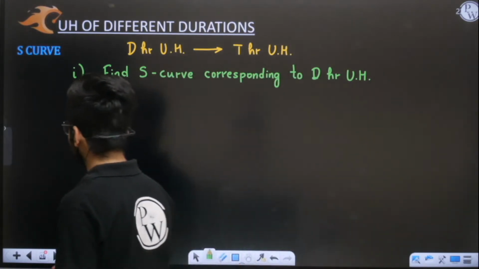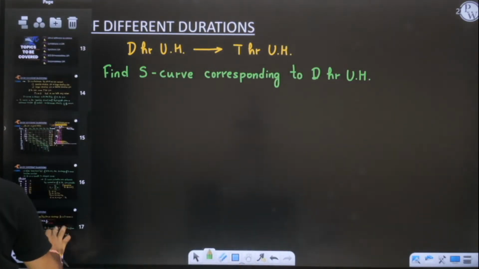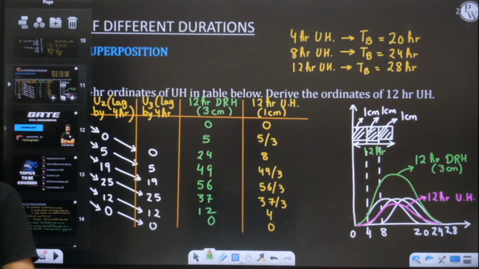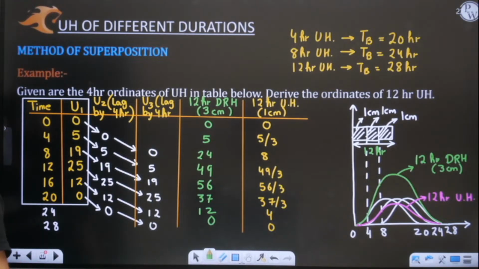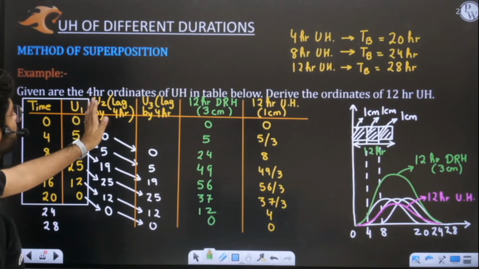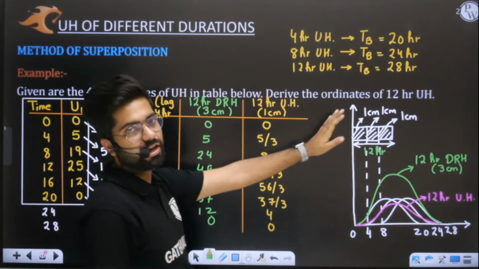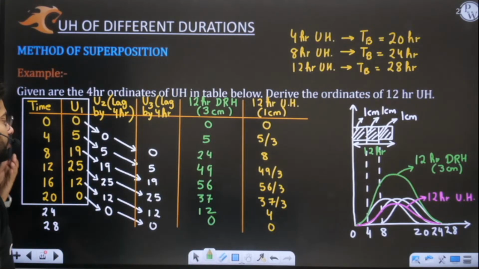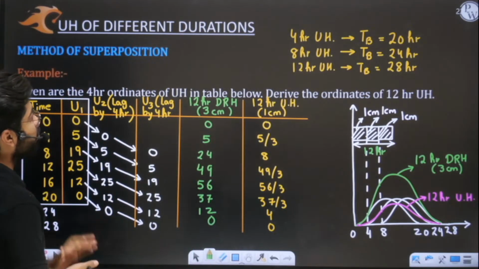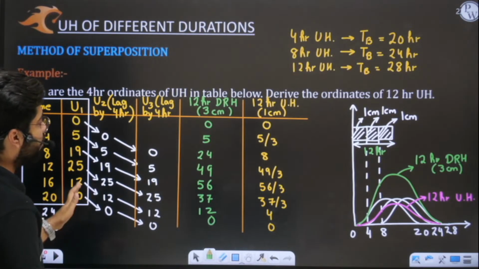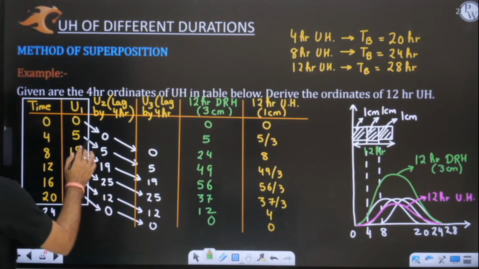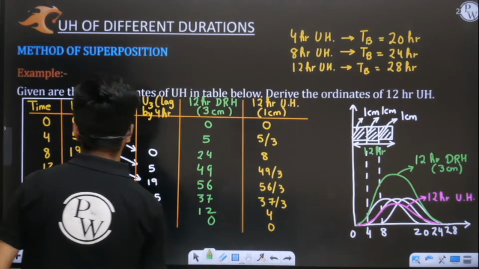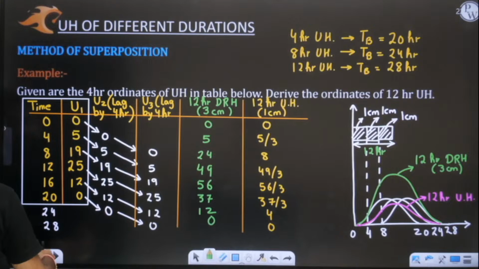Simultaneously we'll solve a question also, so that it is more clear to us. Yesterday we took a question in which we converted a 4R unit hydrograph into a 12R unit hydrograph. We will solve this same question, but not by the method of superposition; I will solve it with the help of the S curve. So this is your 4R unit hydrograph. I will draw it again.